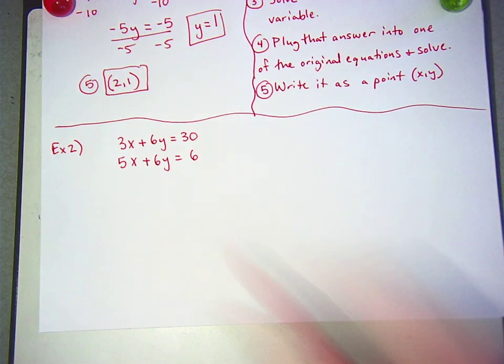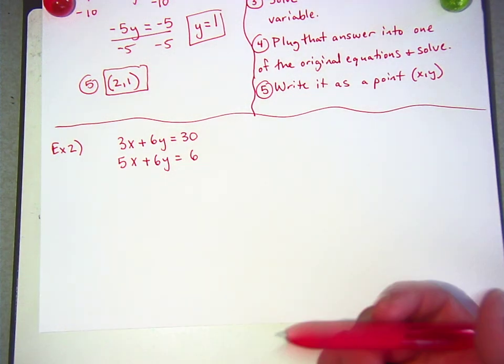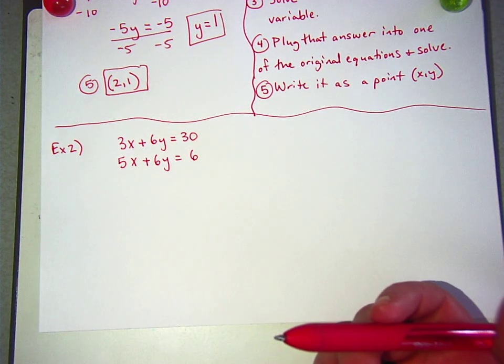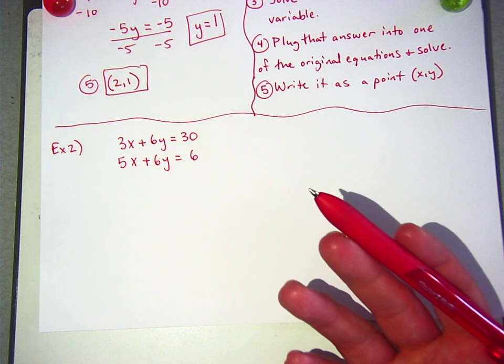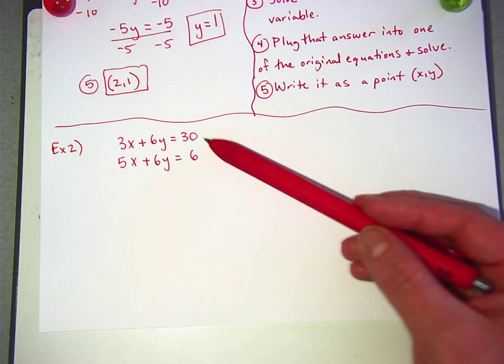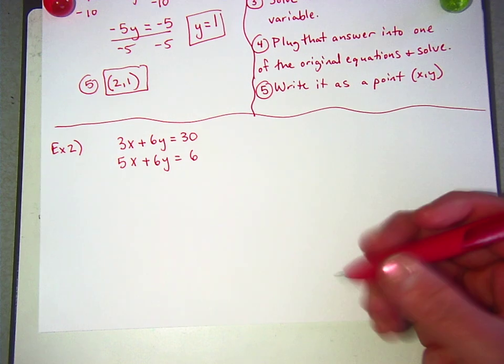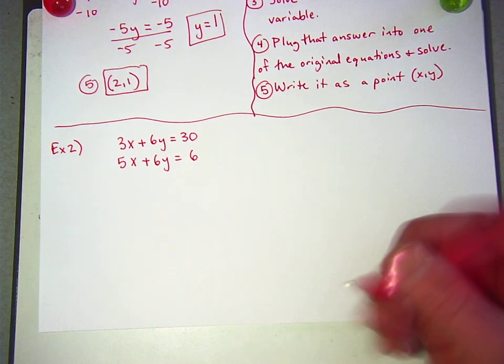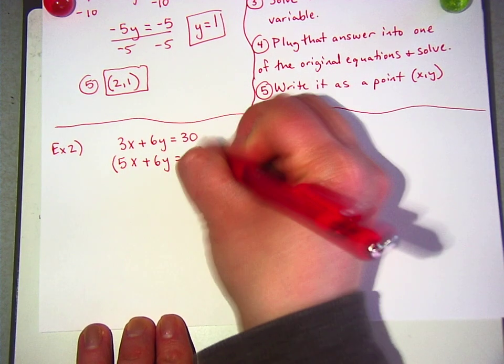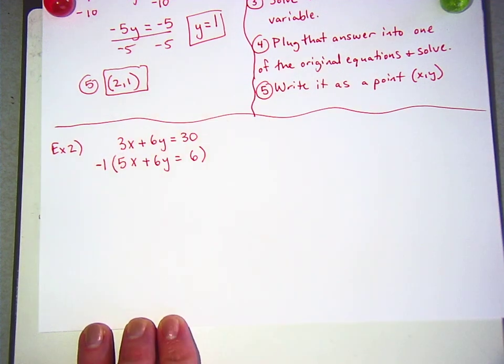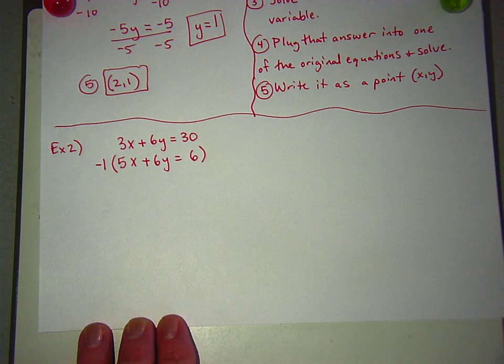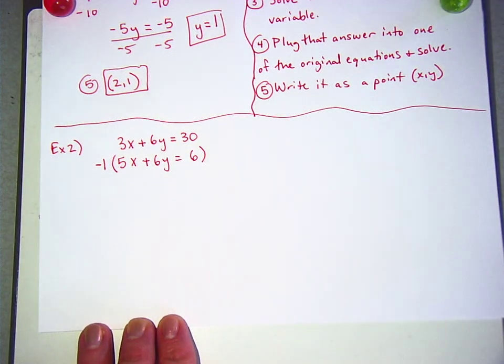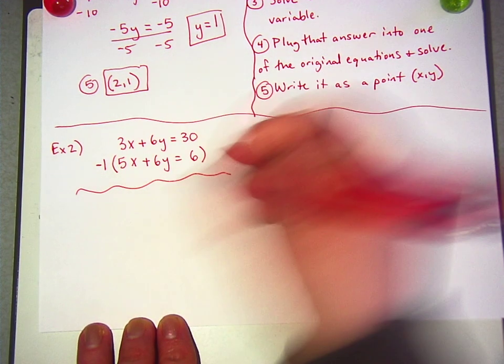So if I change it from 6 to a negative 6 on one of them, do you see how they'll cancel out? Do you guys have a preference, top equation or bottom equation for the negative 6? Bottom. Okay, so I'm going to multiply the bottom equation by negative 1. And it has to be the whole thing. It can't just be the 6.